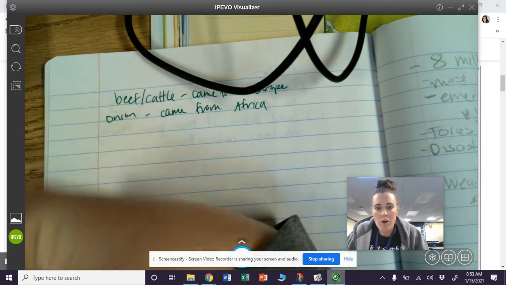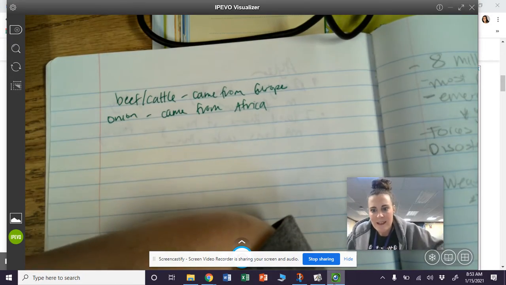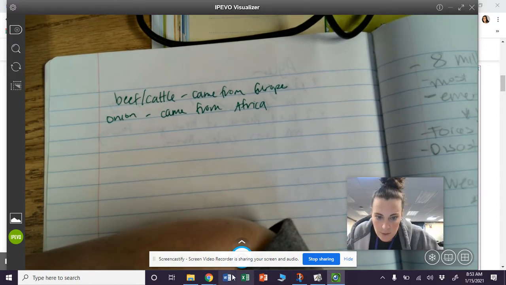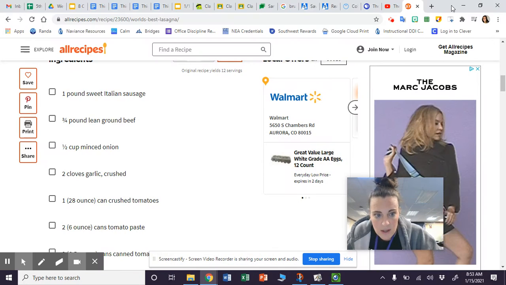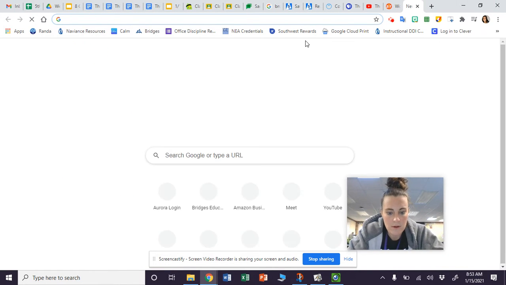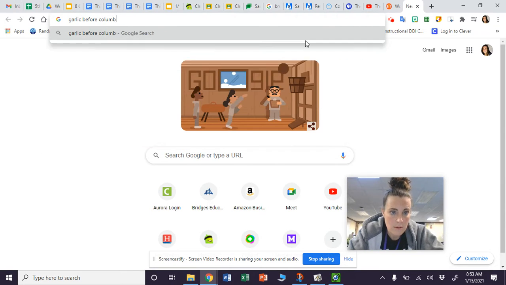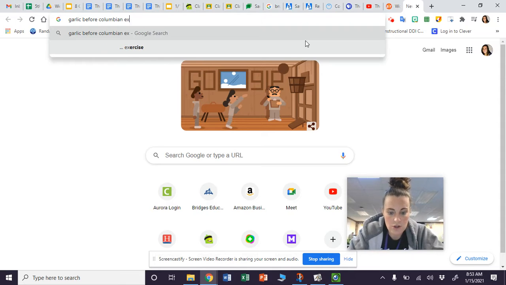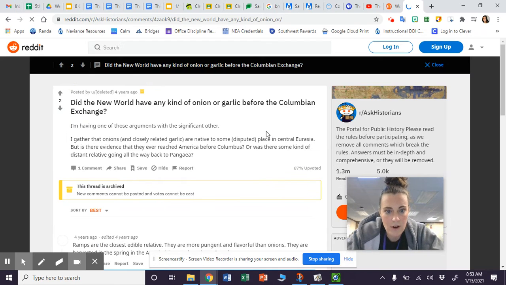So I'm going to go through all of the items that are part of my recipe and do this work. Let's say I got to one and I didn't know where it came from. So let's say it's not mentioned in my social studies book either. So let's say garlic. Maybe I have no idea where garlic came from. I'm going to just go to Google and I'm going to type Columbian exchange. Did the New World have any kind of garlic or onion?